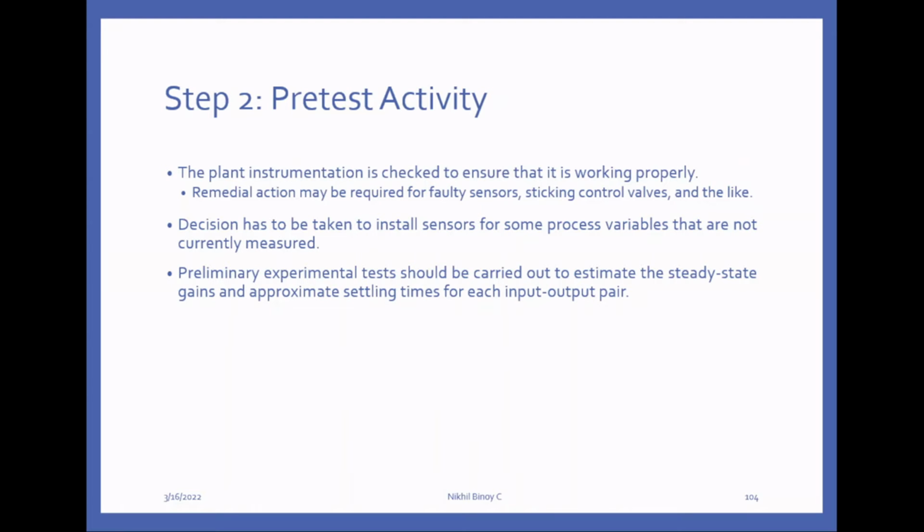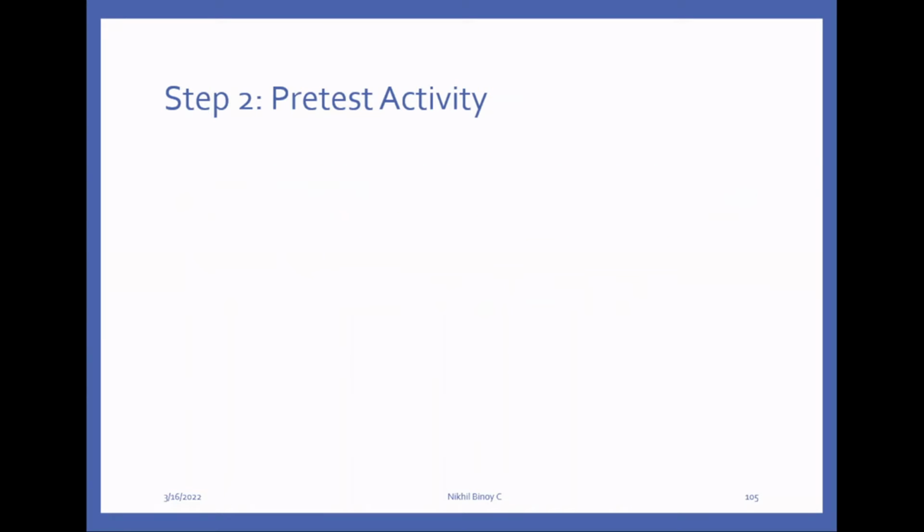So here we are estimating the steady state gain and settling time. Steady state gain is also very important, because anyway we are measuring the settling time. If we know the settling time, then we know the settled value. That steady state value of the output divided by the steady state value of the input is the steady state gain, if initial conditions are 0.